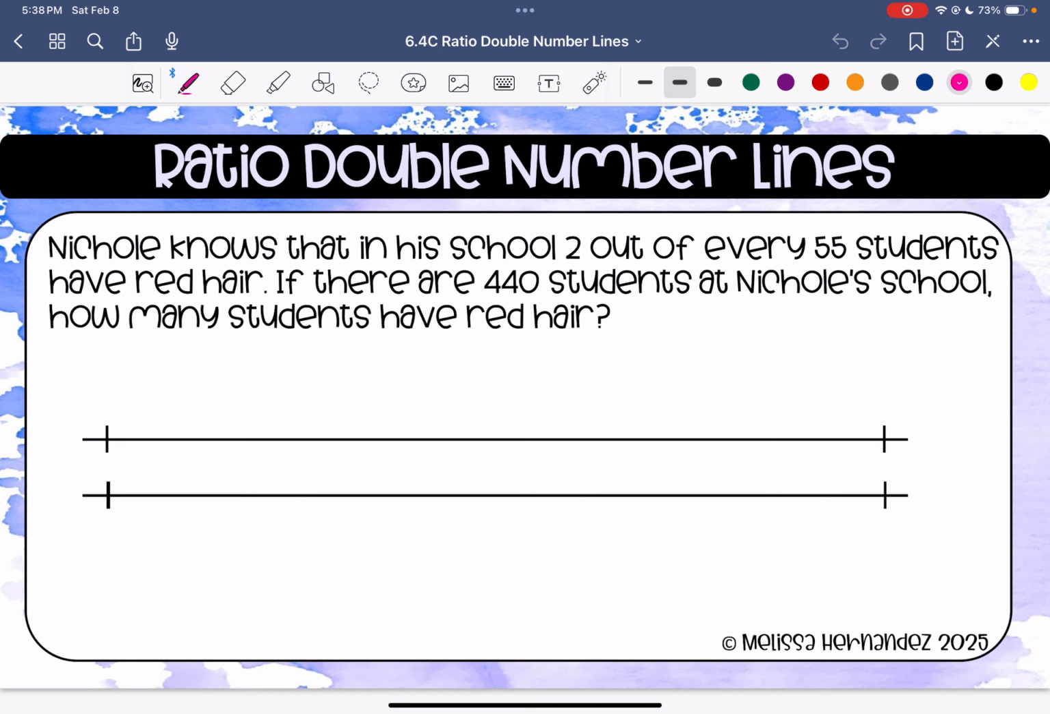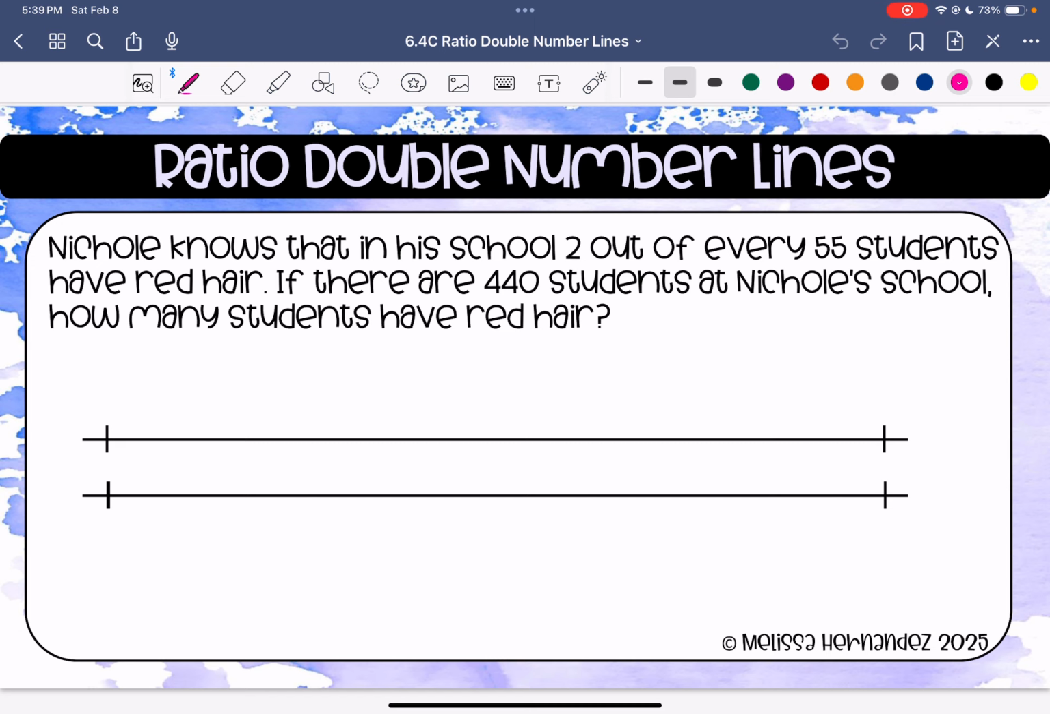Nikolai knows that in his school, 2 out of every 55 students have red hair. If there are 440 students at Nikolai's school, how many students have red hair? So you don't technically have to have a double number line. It's just a preference, and I do think it helps kids keep organized.